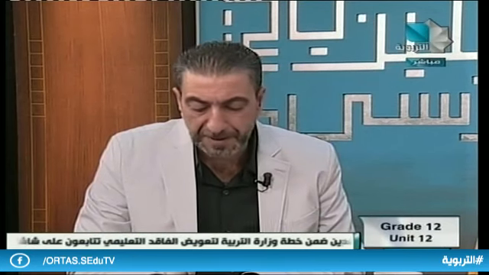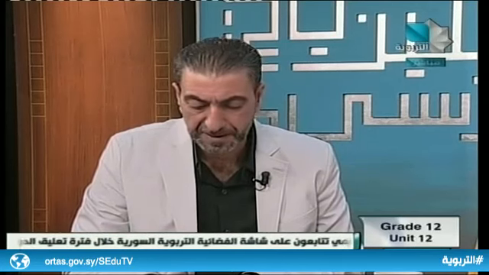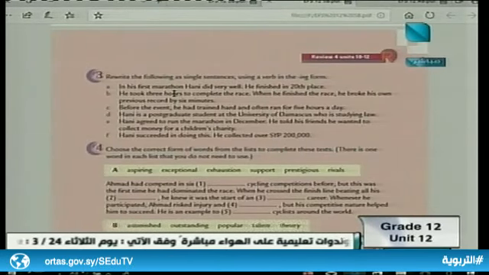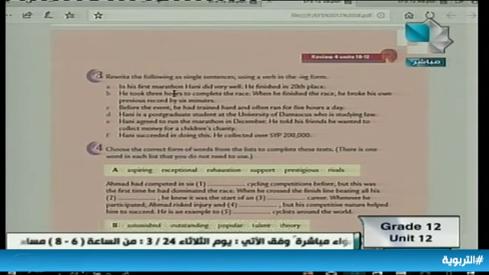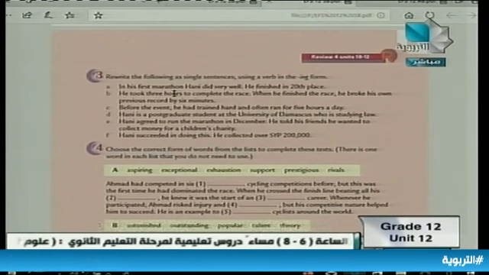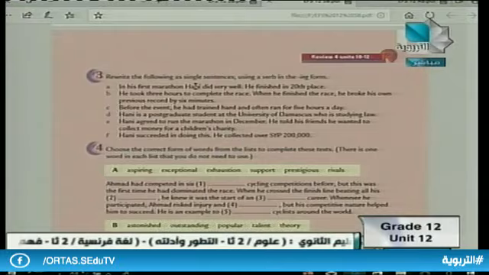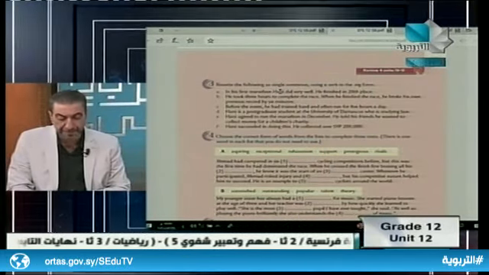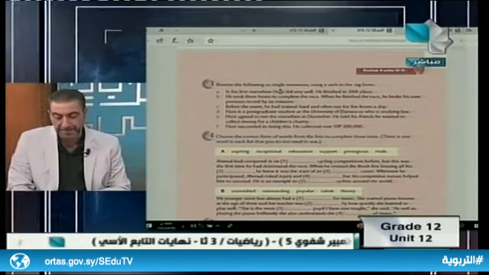In his first marathon, Hani did very well. Now we should start the second sentence with a verb with ing. In his first marathon, Hani did very well, finishing in 20th place. B. He took 3 hours to complete the race, breaking his own previous record by 6 minutes.